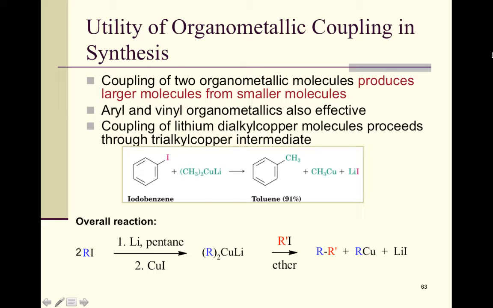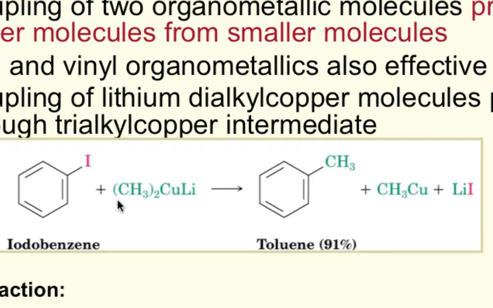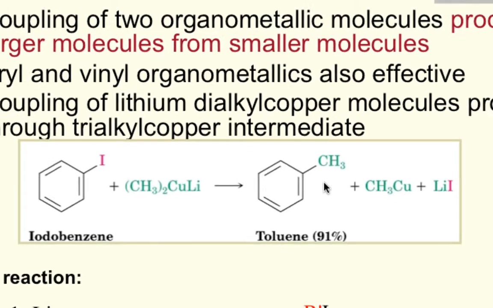Utility of organometallic coupling in synthesis. Coupling of two organometallic molecules produces a larger molecule from smaller molecules. Aryl and vinyl organometallics are also effective. Coupling of lithium dialkyl copper molecules proceeds through a trialkyl copper intermediate. In this section here, this is where we have our Gilman reagent, and one of these R groups is going to substitute where the iodine was, so we can see this product here is formed.